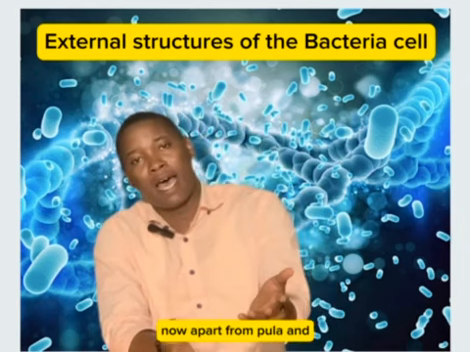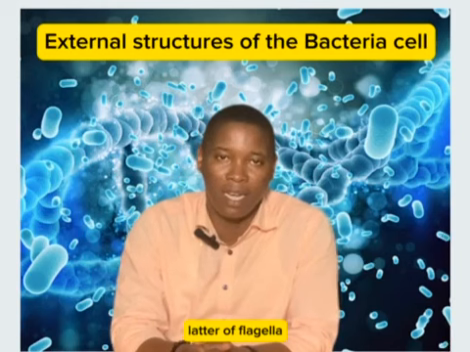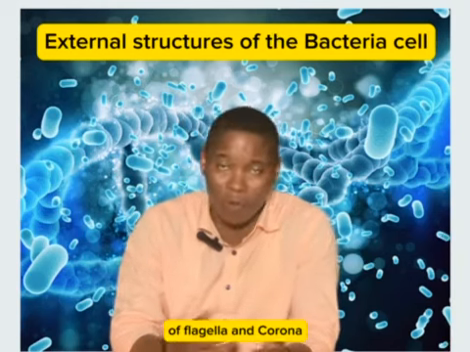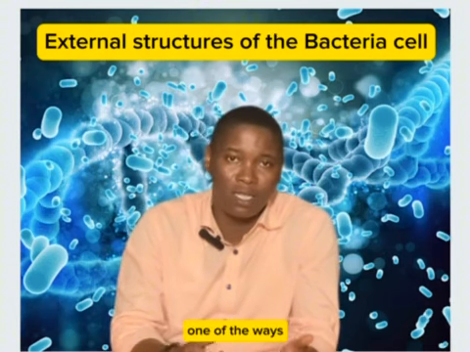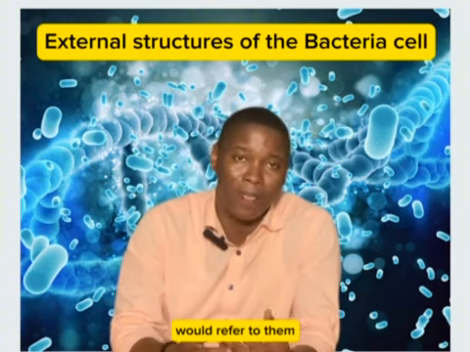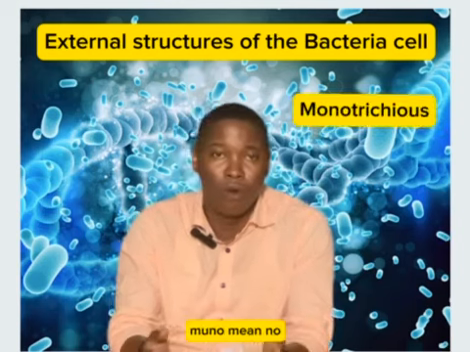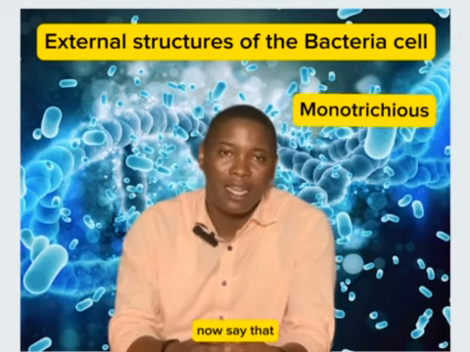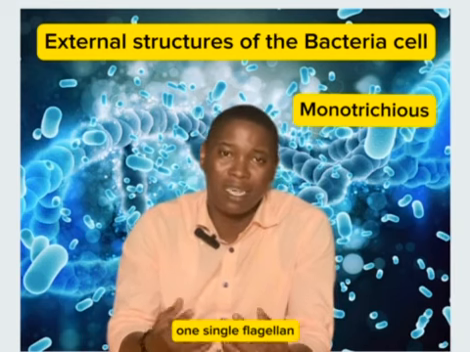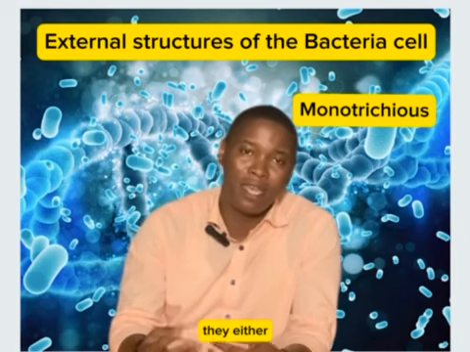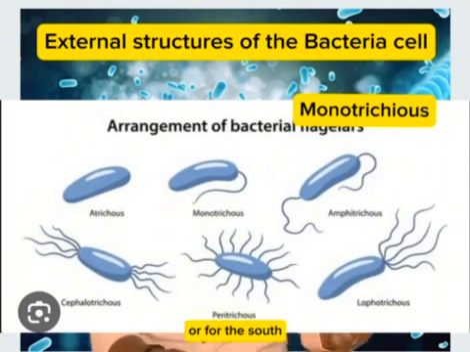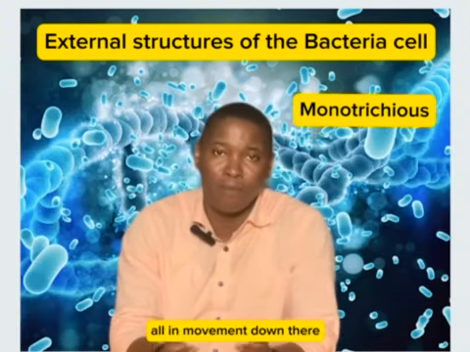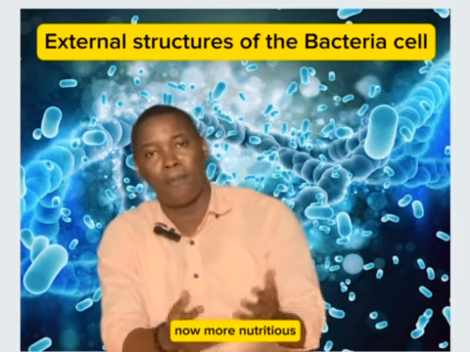Now apart from polar and lateral flagella, e get other ways wey we dey take describe different types of flagella, and we go run them very quickly. One of the ways now say some flagella we dey refer to them as being monotricious. Mono we know say for science, mono mean 1. Now monotricious na say that bacteria get 1 single flagellum, and that flagellum dey either for the north pole or for the south pole, just 1. And now wetin the bacteria they use carry out all its movement, that one dey important. That one na monotricious.